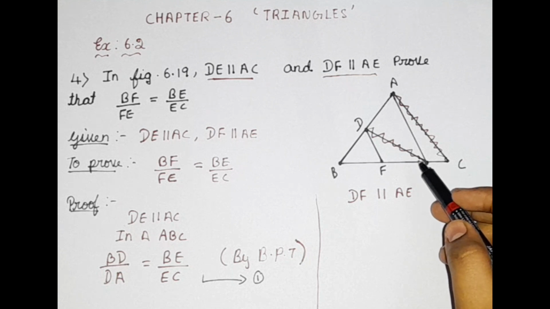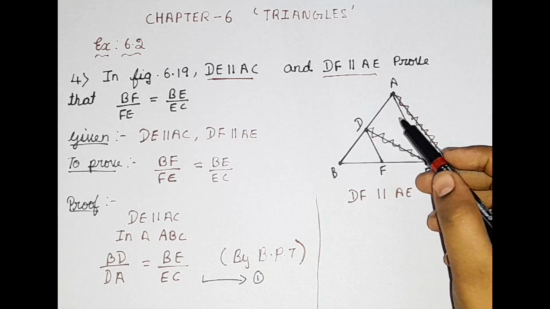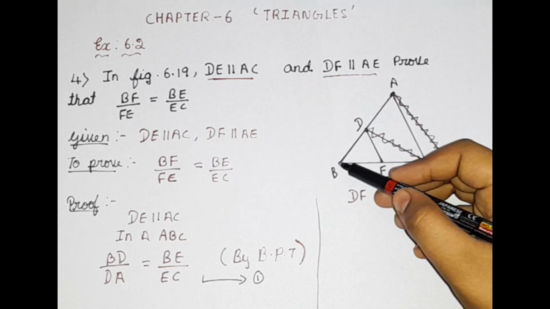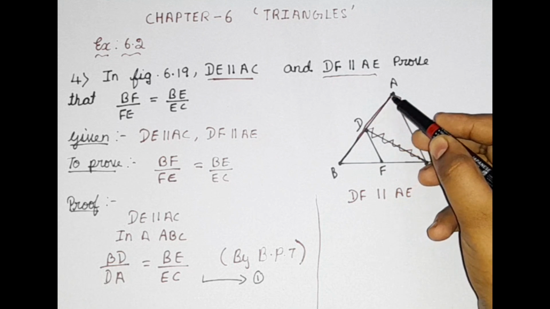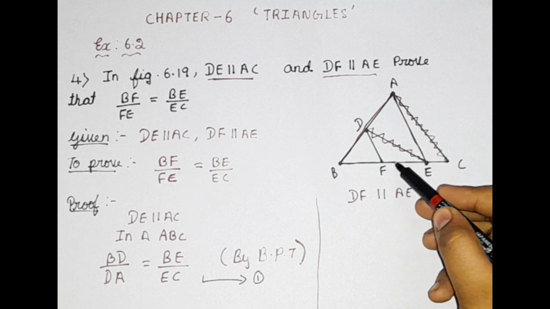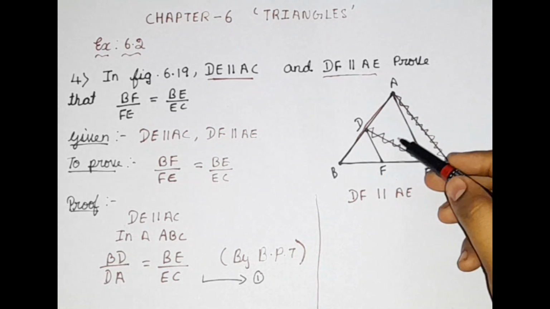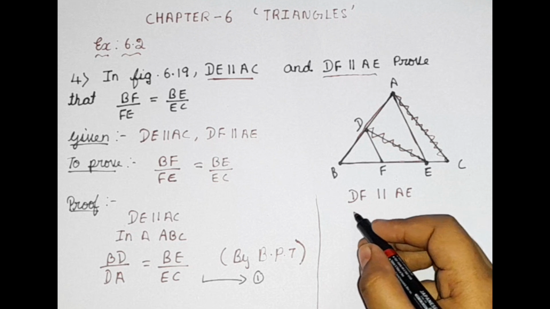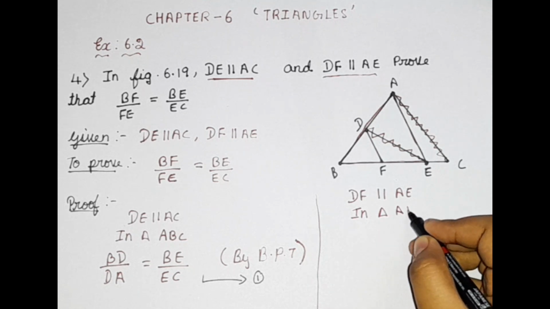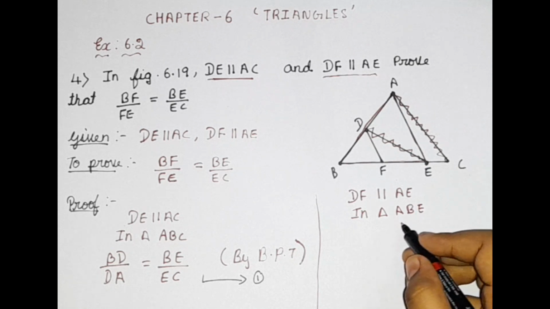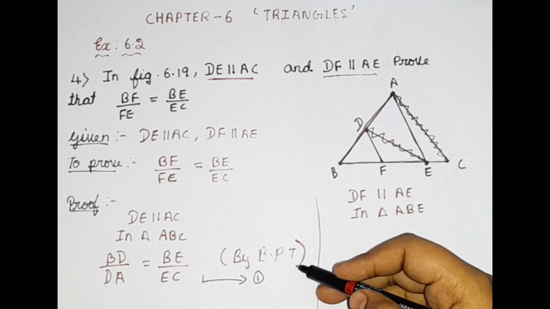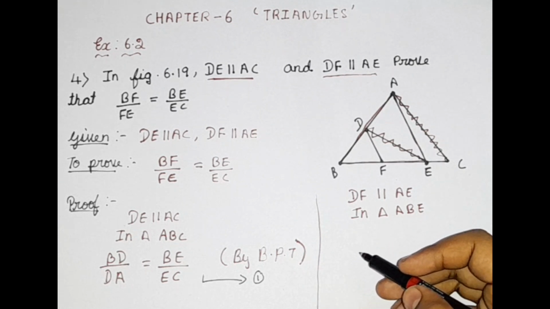Okay, so where do they lie? They lie on triangle ABE. So this triangle ABE. So we can write in triangle ABE. Now we are supposed to apply BPT, like how we did over here. So let us write, apply BPT.